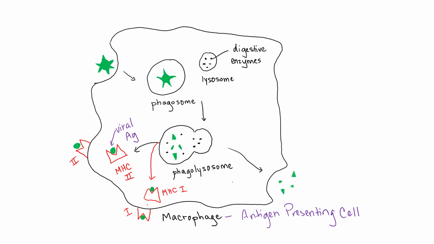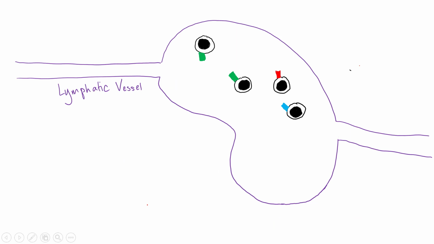lymphocytes. So now imagine that the antigen-presenting macrophage migrates away from the site of infection through a lymphatic vessel and enters a lymph node. So this is a lymph node. And these lymph nodes are located throughout the body. And in the lymph node, the APC macrophage, so here comes the APC macrophage, enters the lymph node and encounters millions of different types of T lymphocytes.